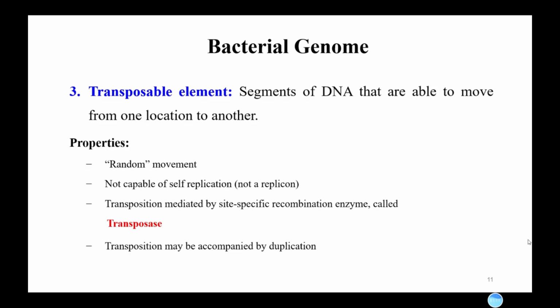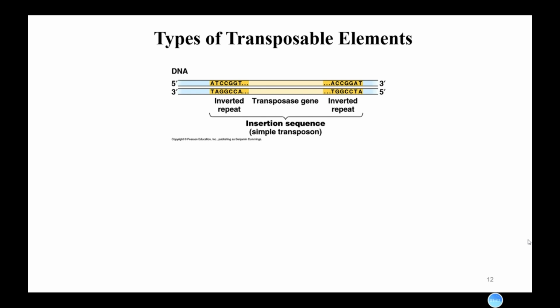And sometimes the transposition may be accompanied by duplication, which means that this element can make another copy and paste to another location, not jump from one location to another, but copy and paste. There are two types of transposable elements. The very simple type is called insertion sequence. Okay, insertion sequence, this is the most simple transposon, and for short, we call them IS.